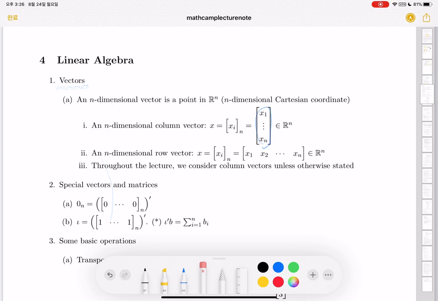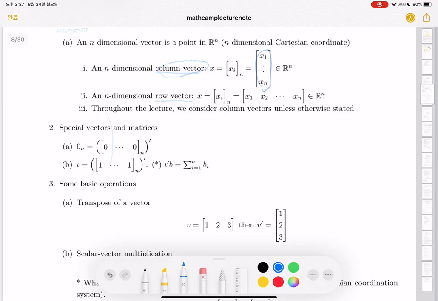Depending on how you present your collection of numbers, your vector can be a column vector or a row vector. A column vector is a vector that has numbers in a column way, in the vertical way. A row vector has numbers in a horizontal way. In econometrics, we are dealing with column vectors. So unless otherwise specified, a vector means a column vector.